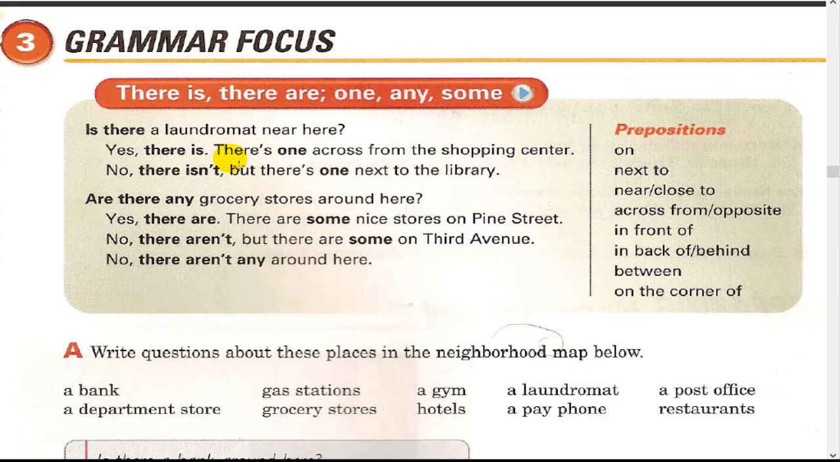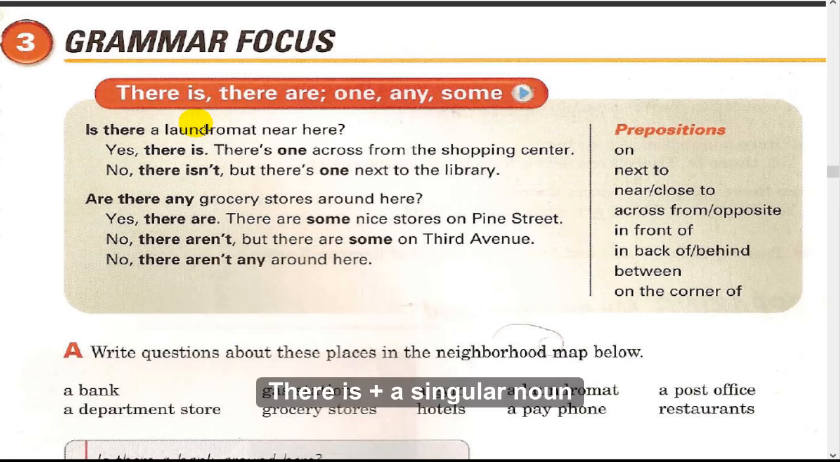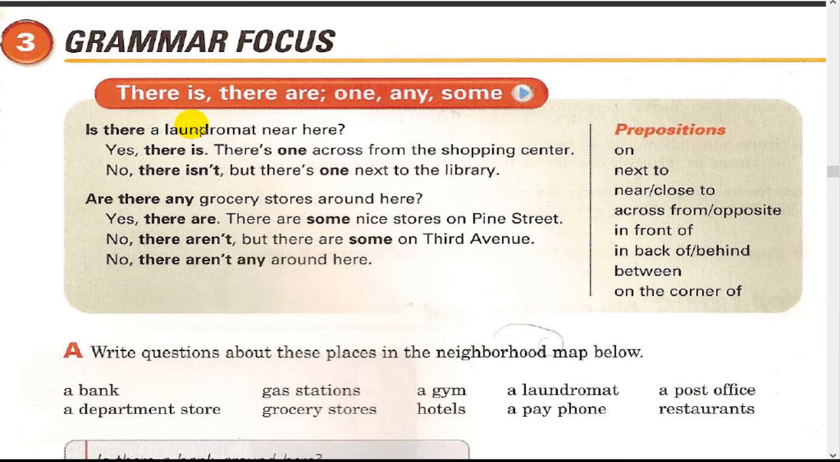So, there is plus singular noun. One. Example: there's a television in the room. There isn't plus singular noun. There isn't a radio in my room. Question: is there? Is there a television in your room?